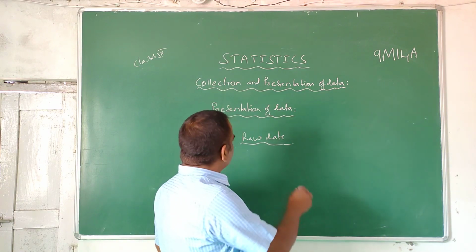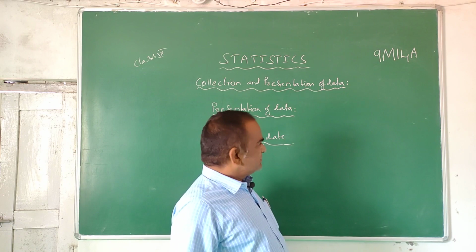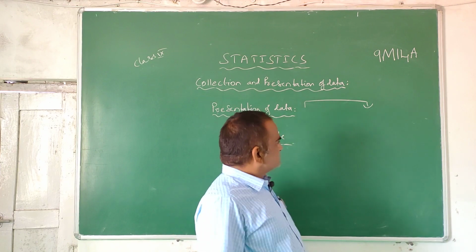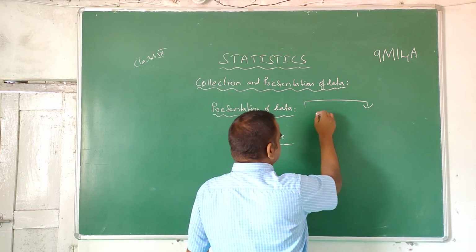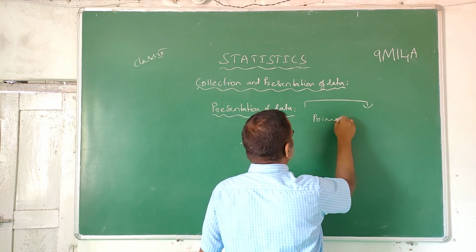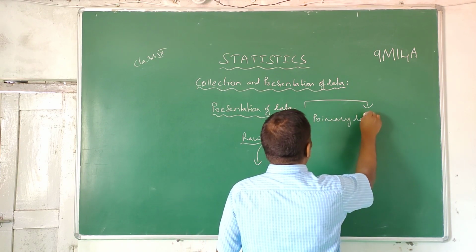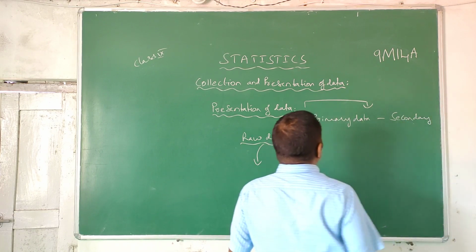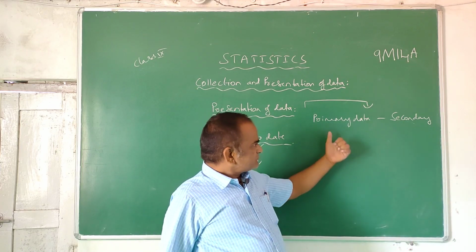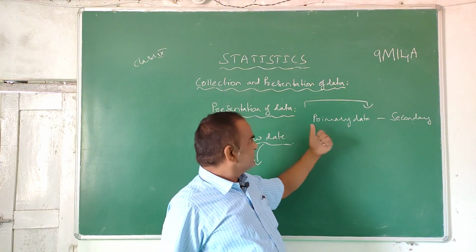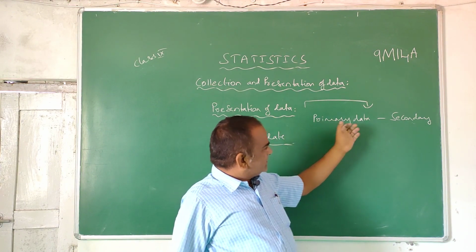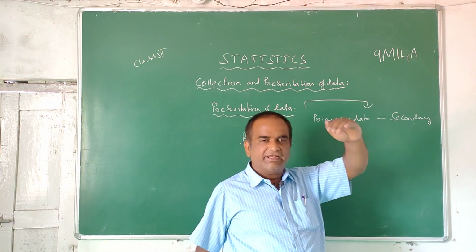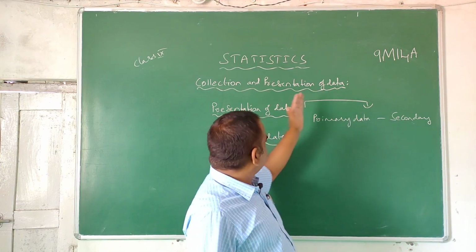And before going to various types of data, you also have to learn about primary data and secondary data. You learn what is data, next, types of data, and then presentation of data. Please see this order: data, types of data, presentation of data.